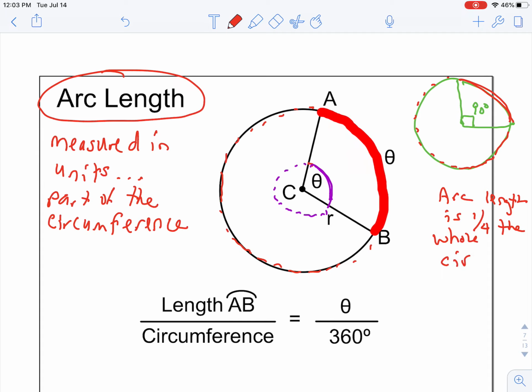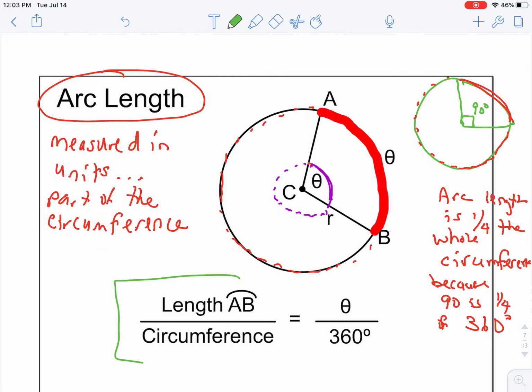So the arc length is 1/4 the whole circle, or whole circumference, because 90 is 1/4 of 360 degrees. So that's kind of the math behind it. That's kind of the idea behind it. Now, I really prefer that you write this ratio every time. Now, we know we could fill in the circumference, because circumference is 2 pi r.